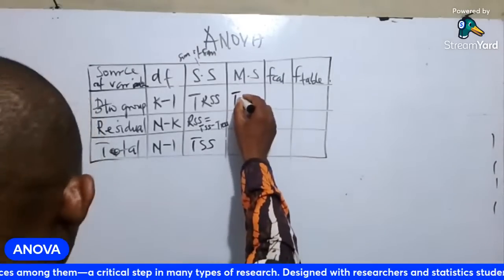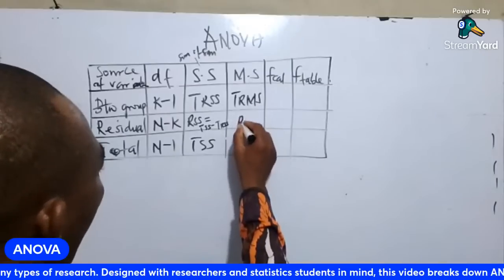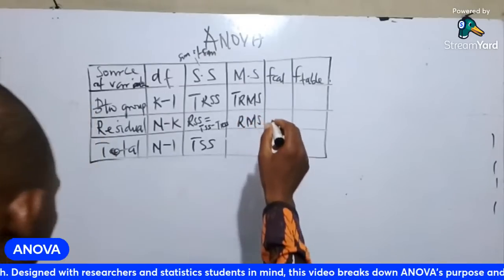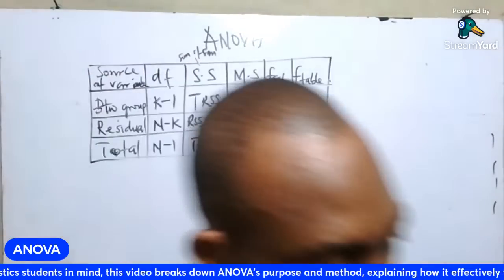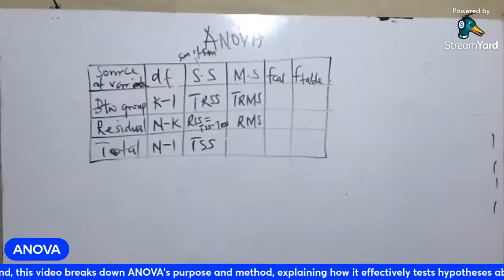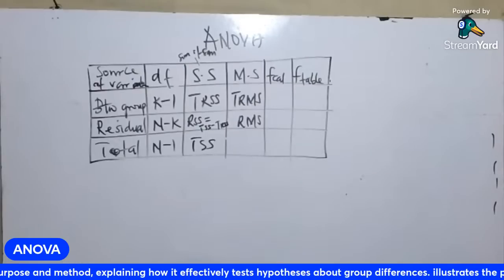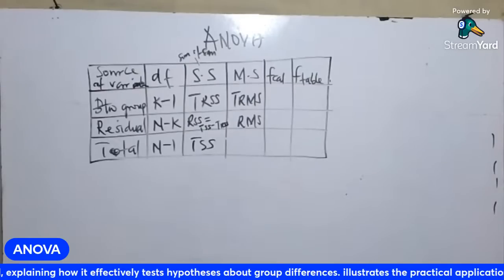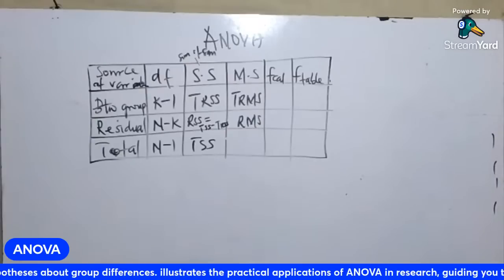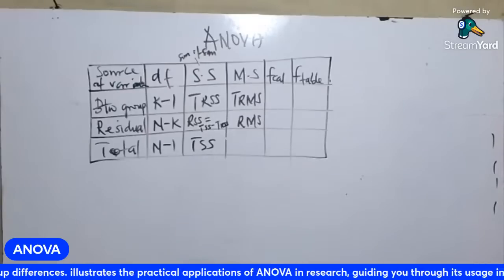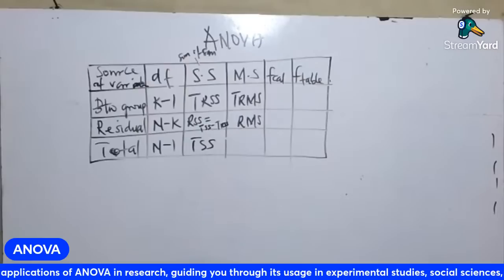Then here you get your TRMS, and then you get your RMS. Then you get your F calculated and your T calculated. All these are not something that is difficult. They are some of those things that some examiner may give you the table and ask you to complete the table. Some may not give you the table and will ask you to fill up the table. So, like I said, we'll look at it one by one.